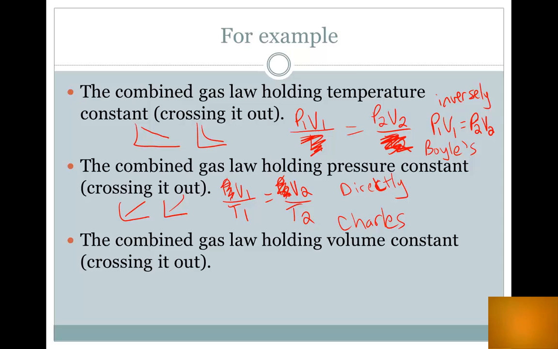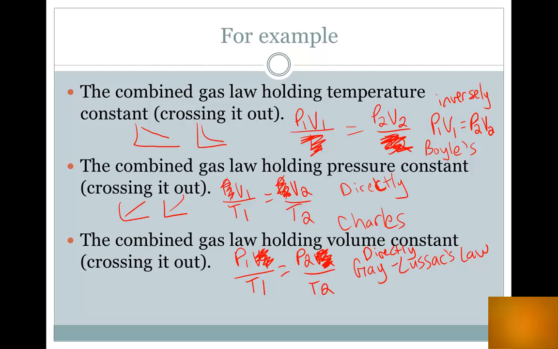Now, the combined gas law holding volume constant. So yes, as you figured out, we'll write out our combined gas law one more time. If volume's constant, we can ignore it or cross it out. And we have P1 over T1 equals P2 over T2, otherwise known as Gay-Lussac's law. This one is also directly related. So again, if we were to graph this, you would see slopes or trends such as I just drew out.